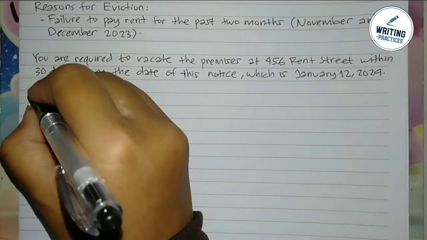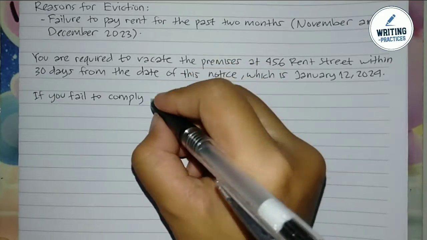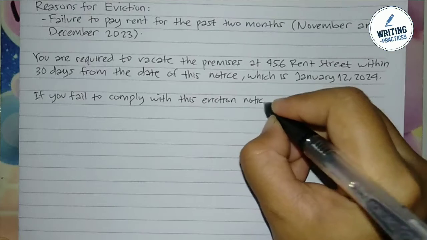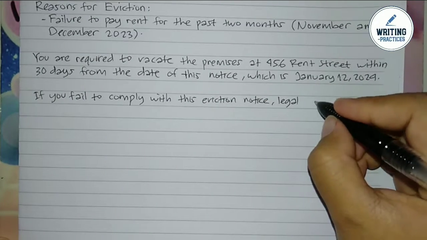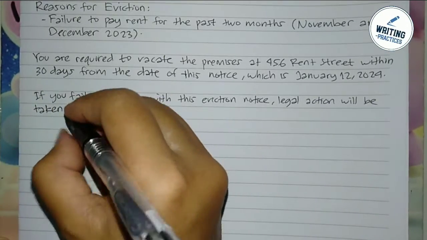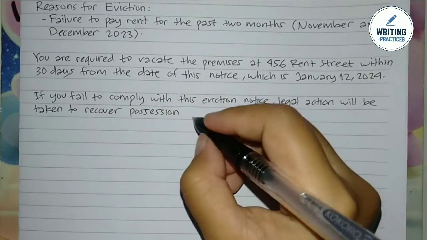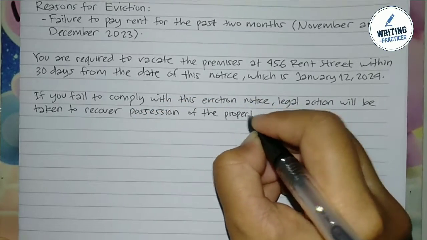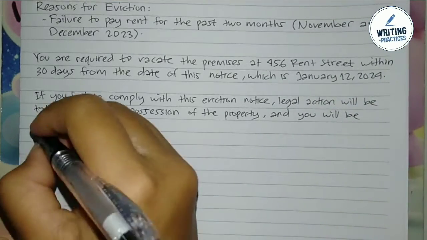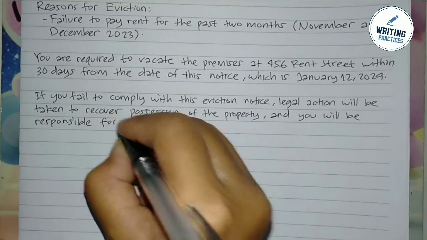In the fourth paragraph, tell the recipient about consequences of non-compliance. It means, you must inform the tenant of the consequences if they fail to comply with the eviction notice. The things that you need to mention are including legal action and potential legal costs. If you don't know what to write, you may simply copy this. "If you fail to comply with this eviction notice, legal action will be taken to recover possession of the property. And you will be responsible for any associated legal costs."